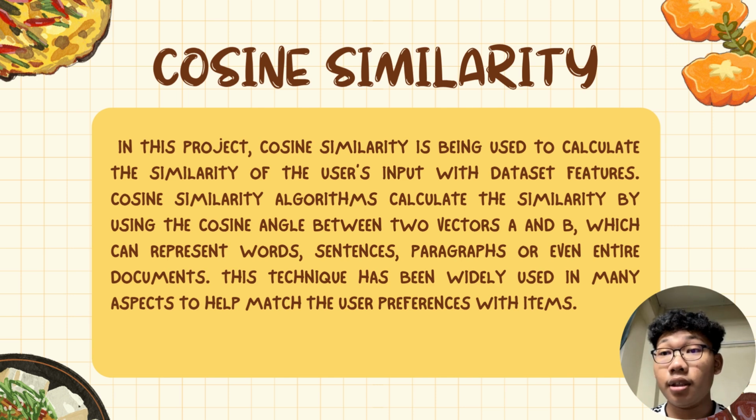Okay, so for the next one is cosine similarity. In this project, cosine similarity is being used to calculate the similarity of the user input with the dataset features. Cosine similarity algorithms calculate the similarity by using the cosine angle between two vectors, for example A and B, which can be represented by using words, sentences, paragraphs, or even entire documents. This technique has been widely used in many aspects to help match the user preference with items.